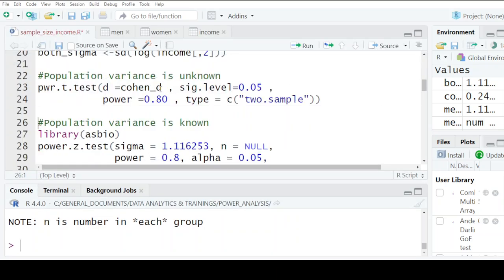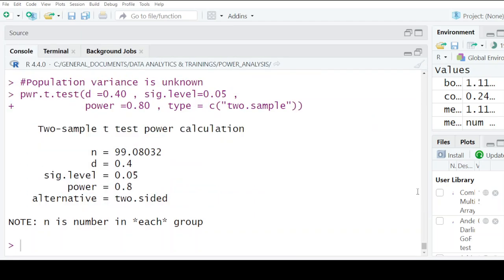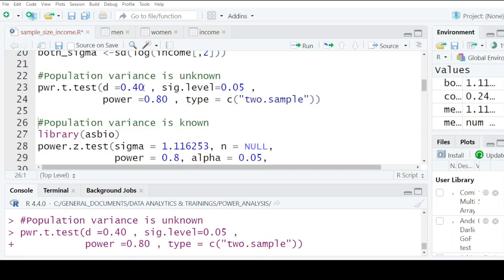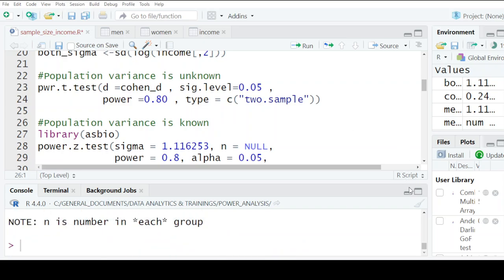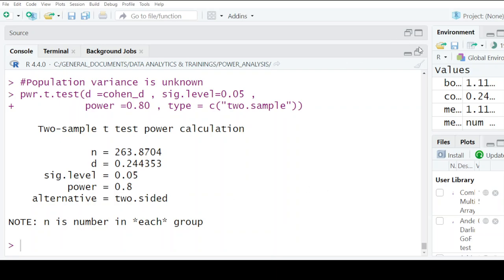Now, what would have happened if I took a Cohen D value of 0.4? Let's put it at 0.4. What happens to the sample size? Will it increase from 264? No, it has reduced, because there is a big difference between the male and female when the Cohen D is high. So to get a statistical significance, you don't need a big sample size. But since our Cohen D value is very small, 0.244, that's why we need a big sample size so that we are able to see a statistical significance.